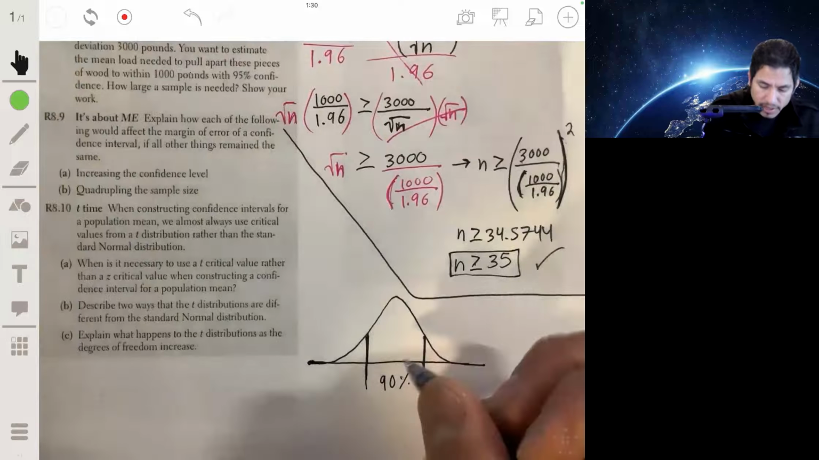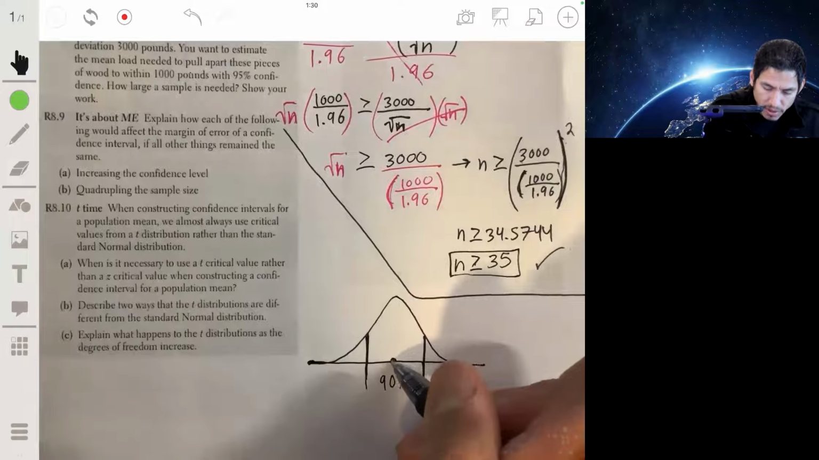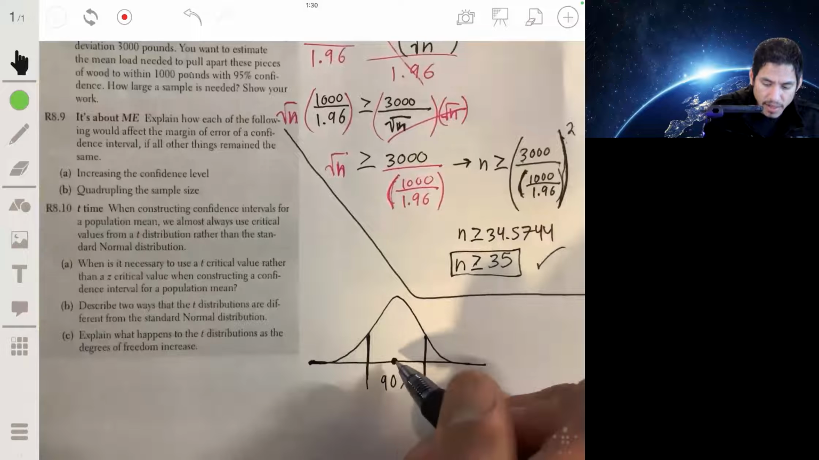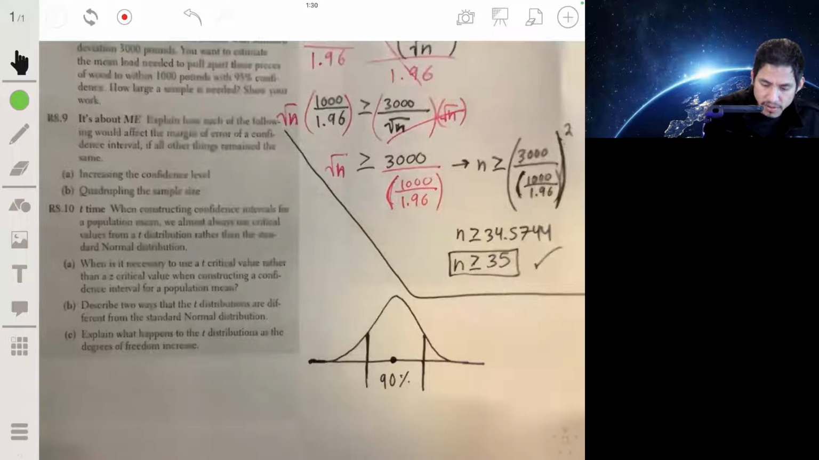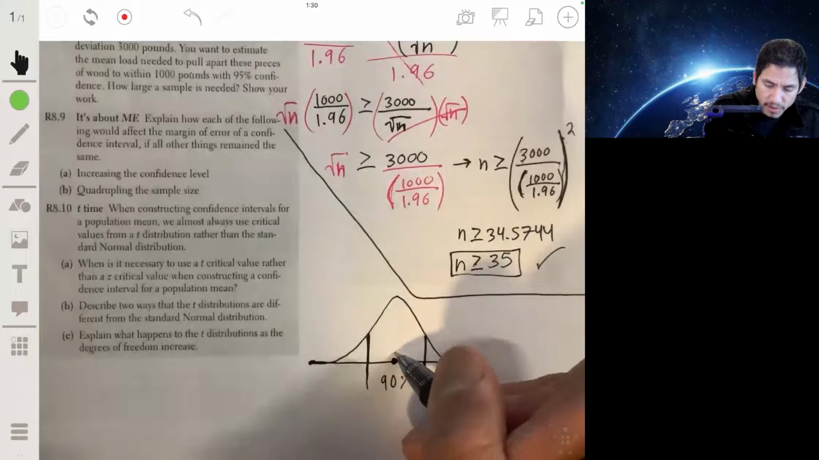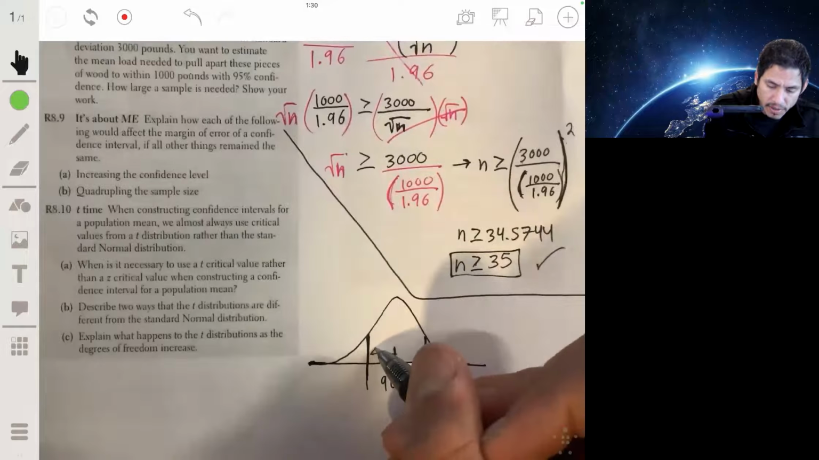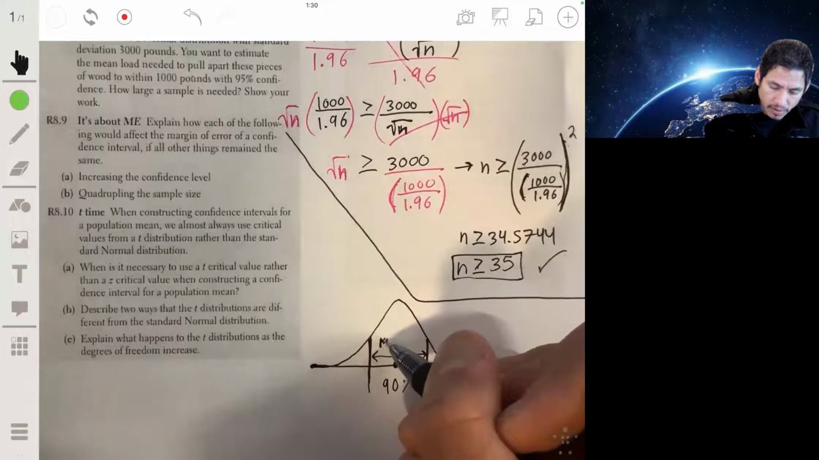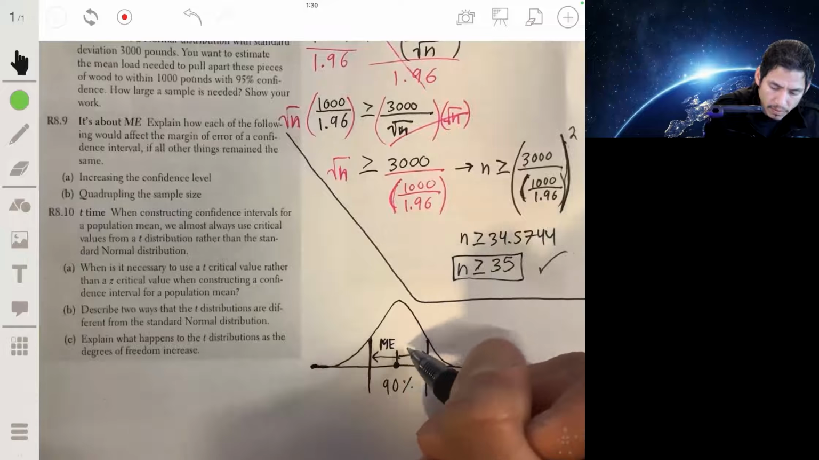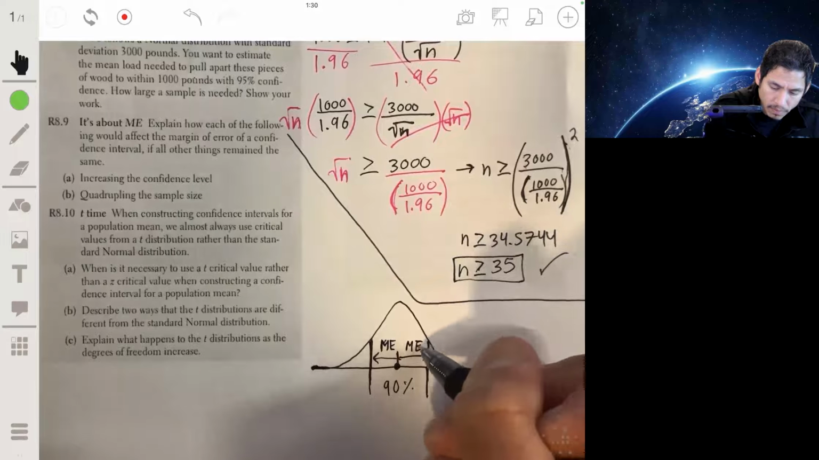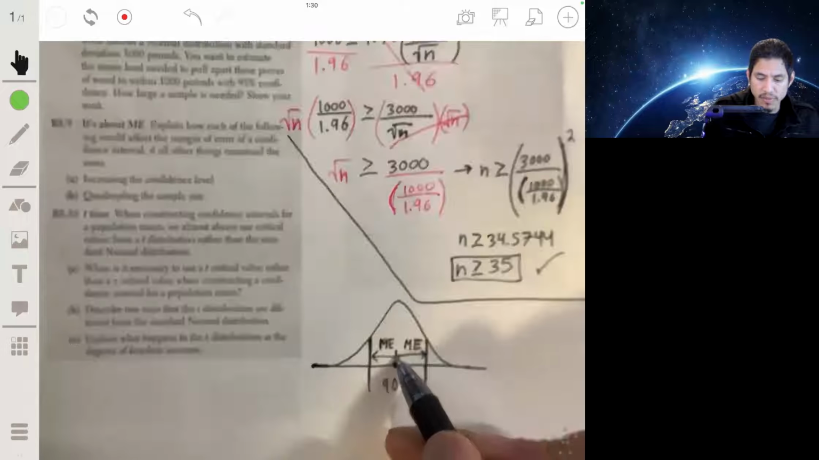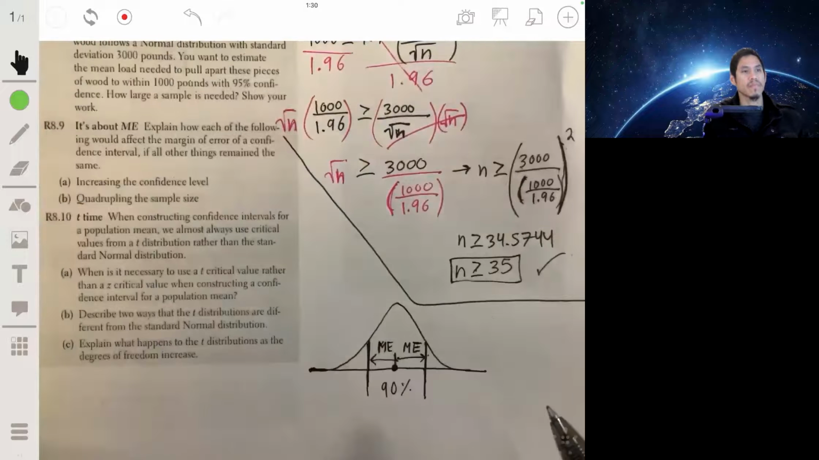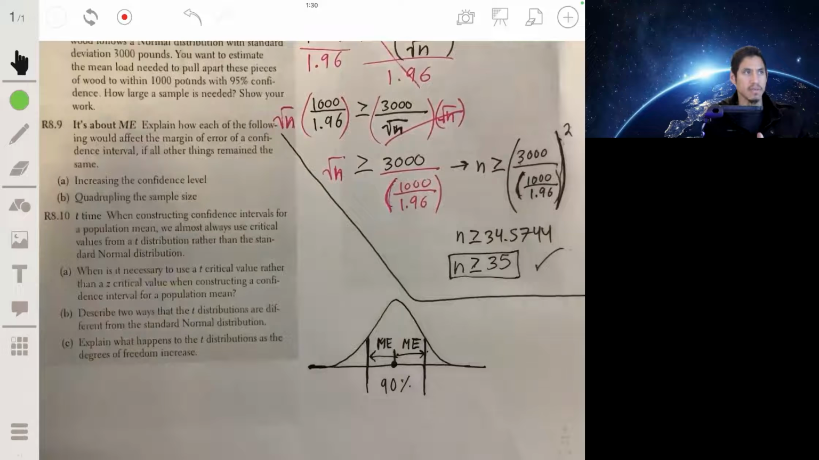Now, understand that in a confidence interval, we go from the center, our point estimate, and then the distance from the center, so from here to here, or from here to here, that's our margin of error. So the distance from here to that end and from here to that end is our margin of error. That's just a general concept.